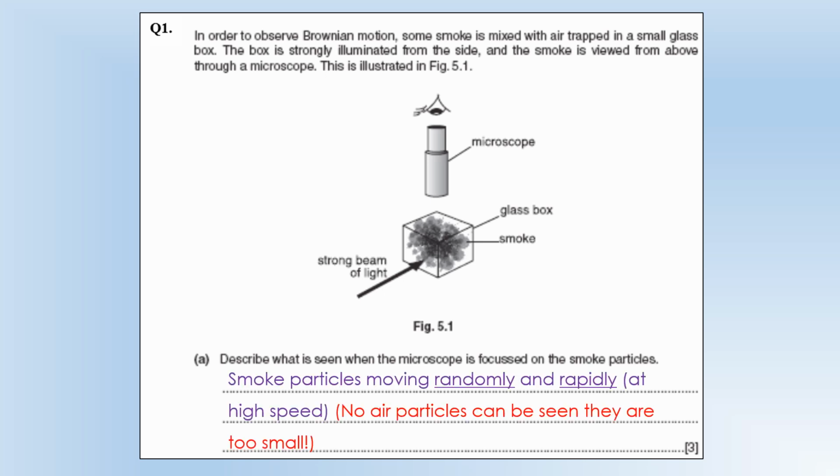So what you see is the smoke particles moving randomly and rapidly, or moving very quickly. So the key thing here is you cannot see the air particles, but what we can see is the effect of the air particles on the smoke, because the smoke is much bigger, so we can actually see it with a microscope. So air is moving randomly, which is why we see the smoke particles moving randomly too, and we see the smoke particles constantly changing direction every time an air molecule is colliding with them, which is very often.